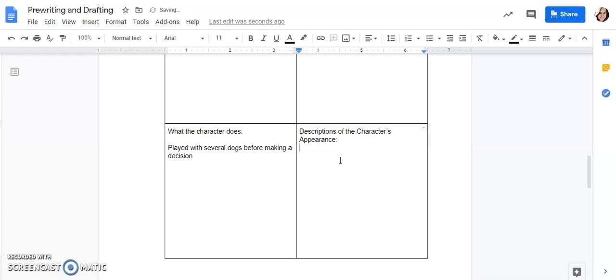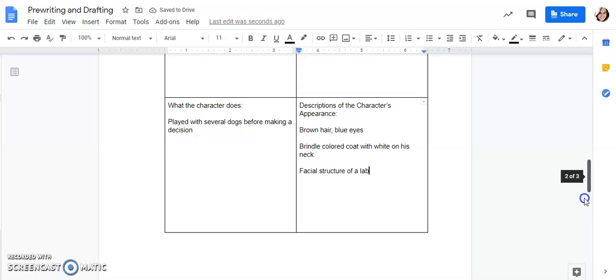Description of the character's appearance. I have hair, blue eyes. I might also want to maybe describe Axel here. So he's brindle, colored coat, white on his neck. He has the facial structure of a lab. I could also describe Ben there as well.